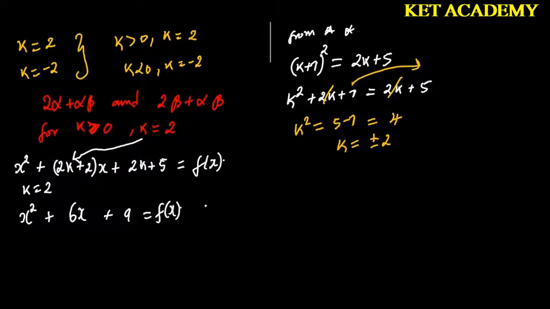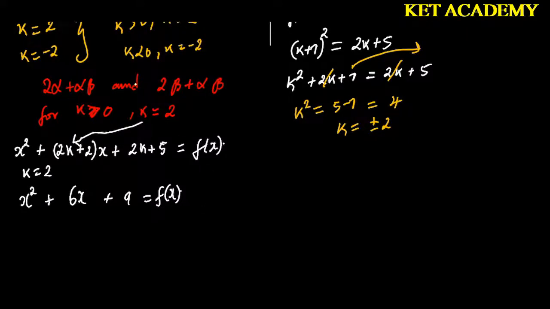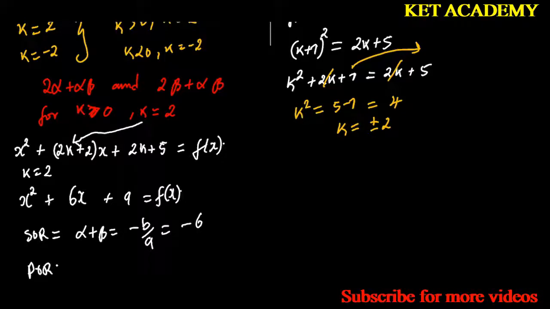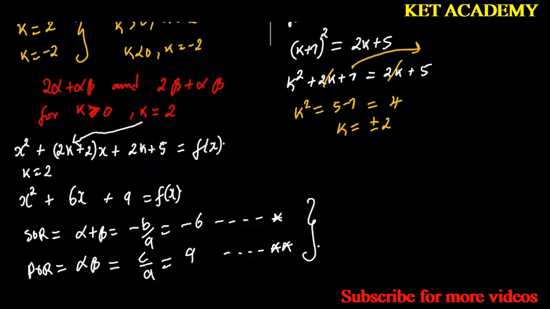Now we have been asked to look for the quadratic equation whose integral coefficients are these. In this case, we're going to look for our sum of roots. The sum of roots will be alpha plus beta, as seen earlier, which is minus b on a, which will be minus 6 on a is 1. And our product of roots will be alpha beta, which will be c all over a, which will be 9. We're going to call these equation star and equation double star.